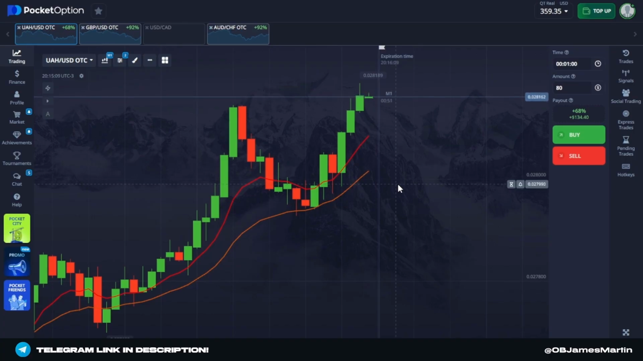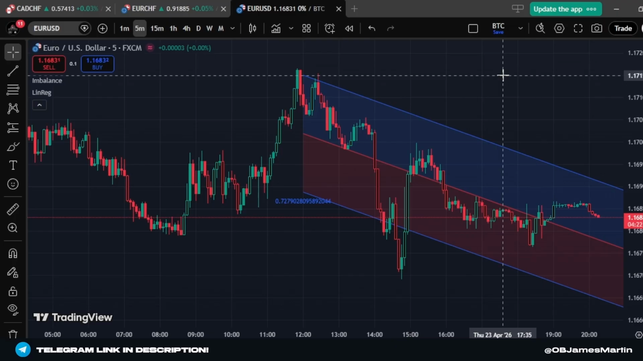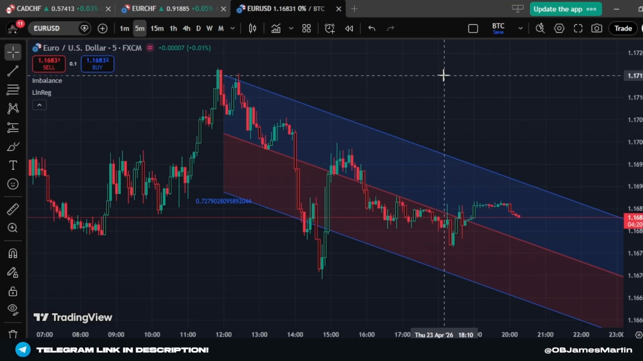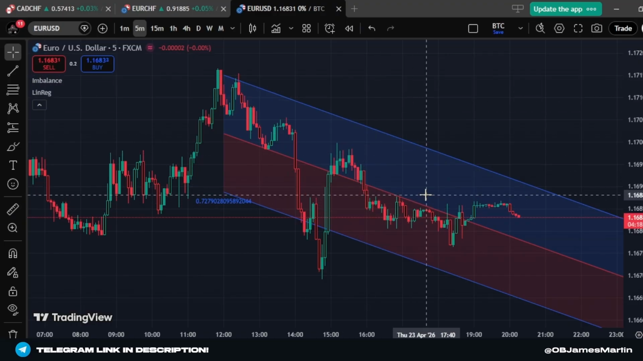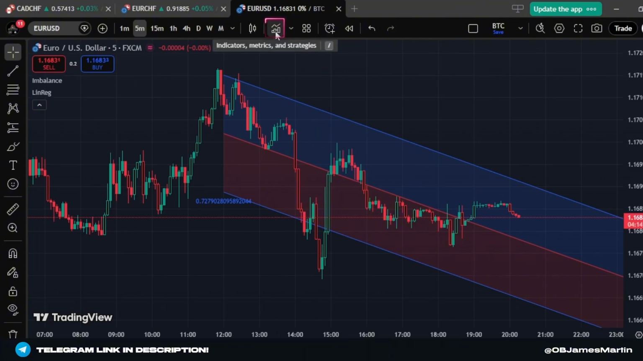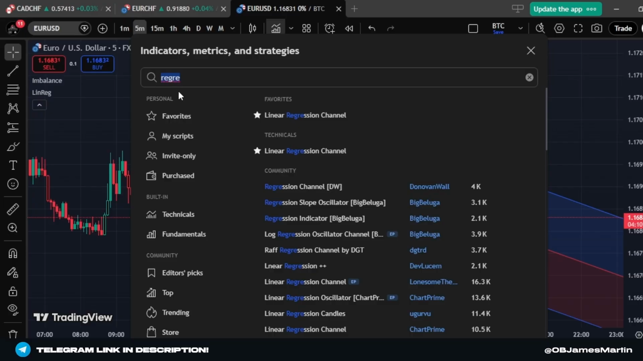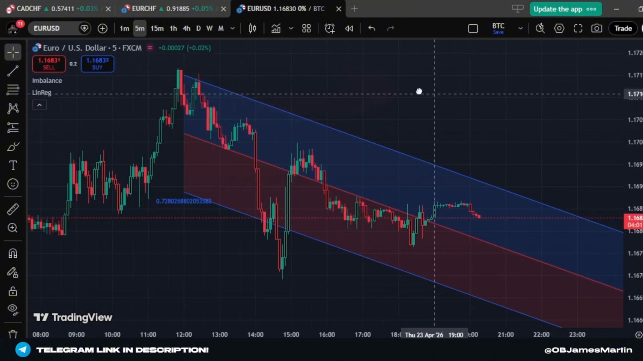Okay, right now we're going to open the TradingView platform. First, you're going to mark the indicator. On the platform, we go to the indicator part and search for linear regression, the linear regression channel. We click on it and it appears. What is that strategy for?